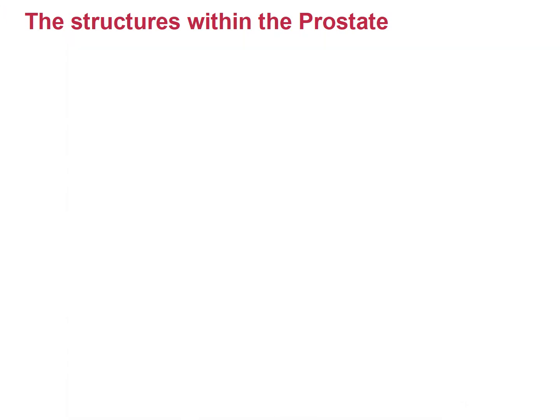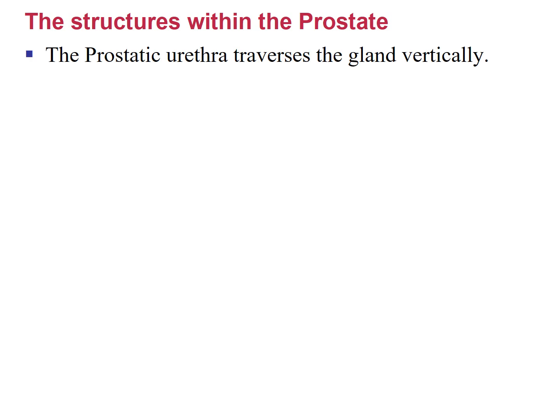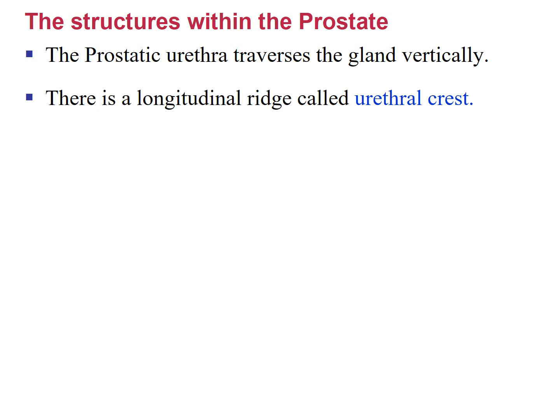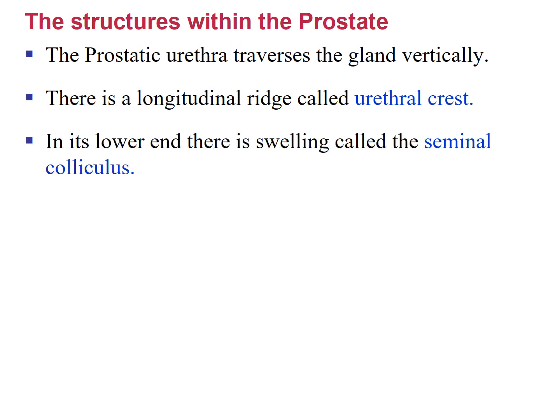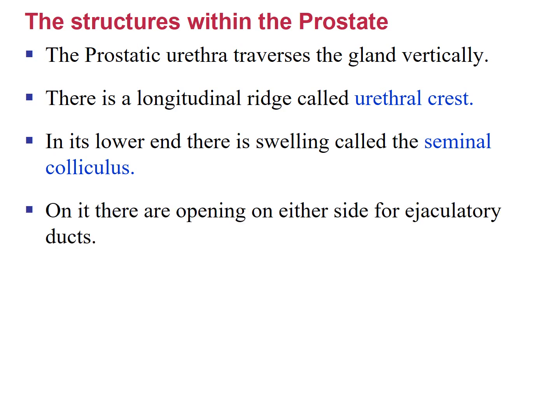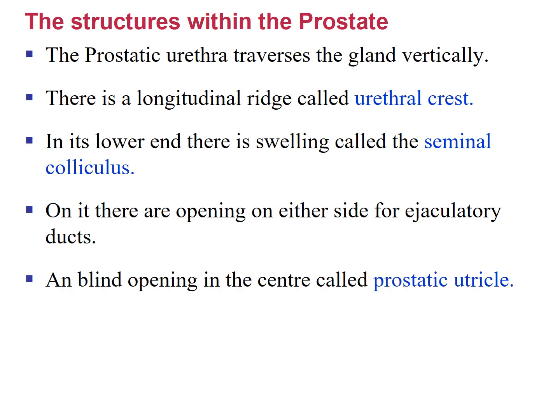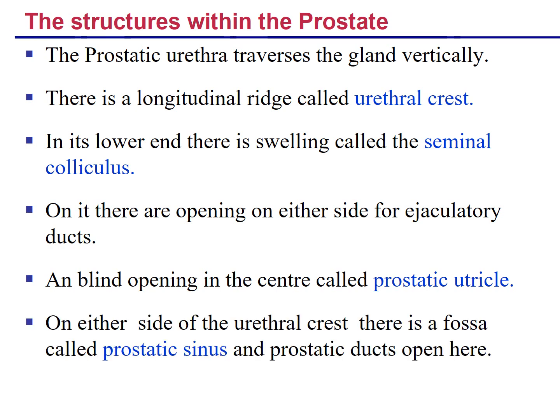Now we had seen the structures within the prostate gland. The prostatic urethra traverses the gland vertically. There is a longitudinal ridge called the urethral crest. In its lower part, there is a swelling called the seminal colliculus. On it, there are openings on either side for the ejaculatory ducts, and a blind opening in the center called the prostatic utricle. On either side of the urethral crest, there is a fossa called the prostatic sinus, and the prostatic ducts open here.